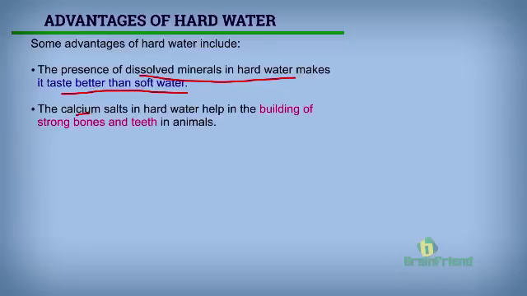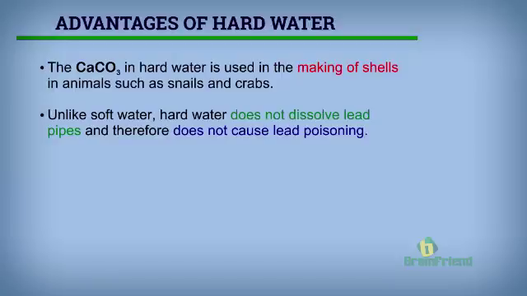2, the calcium salts or magnesium salts in hard water help in the building of strong bones and teeth in animals. 3, the calcium trioxocarbonate (IV), remember the one that comes out as a byproduct of the removal of hardness of water, okay? This is actually limestone, okay? And it is used in the making of shells in animals such as snails and crabs. So this is useful for animals like snails and crabs. It helps their shells to be quite strong.